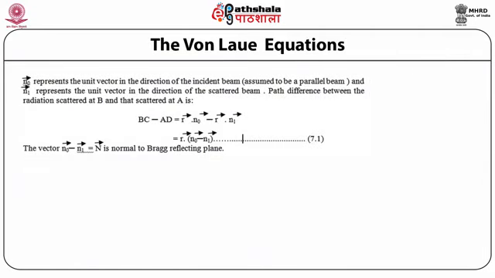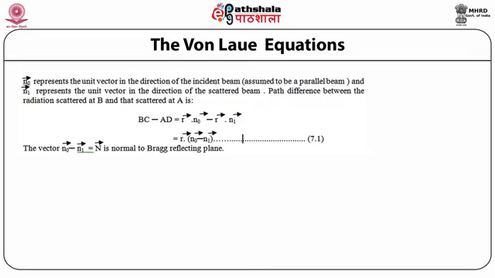N0 represents the unit vector in the direction of the incident beam, which is assumed to be a parallel beam, and N1 represents the unit vector in the direction of the scattered beam. The path difference between the radiation scattered at B and that scattered at A is BC minus AD, equal to R dot N0 minus R dot N1, which is equal to R dot (N0 minus N1). We shall refer to this as equation 7.1.